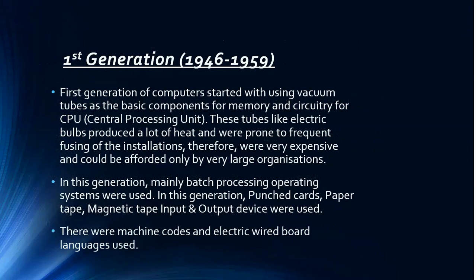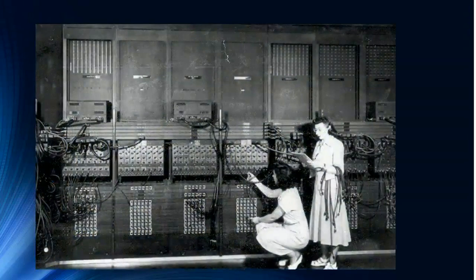The first generation of computers started with using vacuum tubes as the basic components for memory and circuits for the CPU. These tubes are like electric bulbs, produce a lot of heat and were prone to frequent fusing of the installations. Therefore, they were very expensive and could be afforded only by very large organizations. In this generation, mainly batch processing operating systems were used.